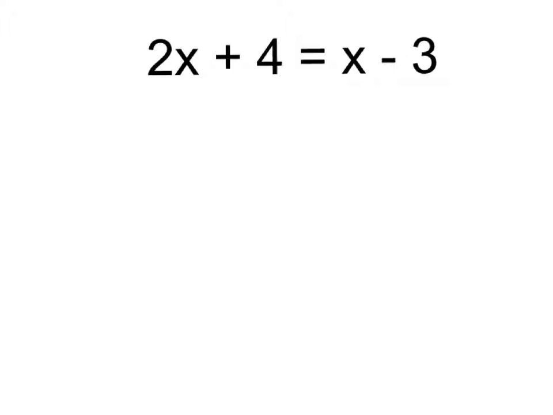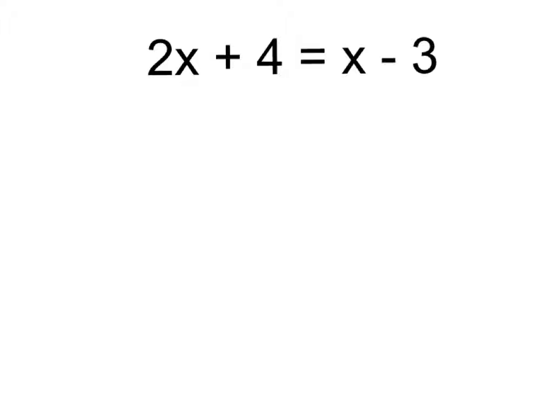Sometimes when solving algebraic equations, you will see that you have the variable x, or whatever variable you're using, on both sides of the equation. If that's the case, after simplifying both sides if possible, you want to work on getting the variables on the same side. In this case, I have 2x on one side and I have x on the other side.